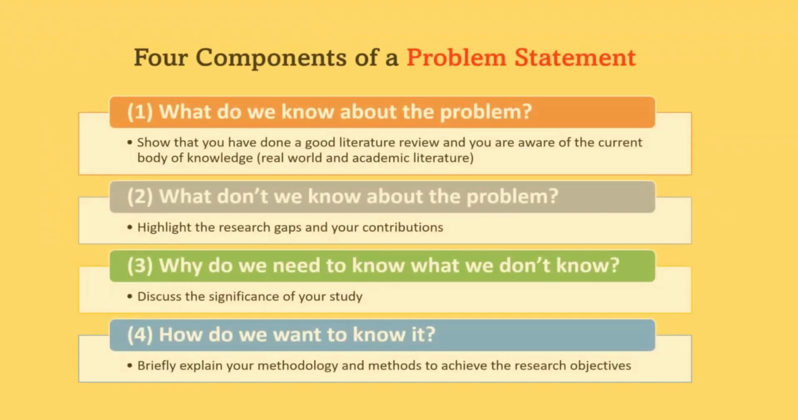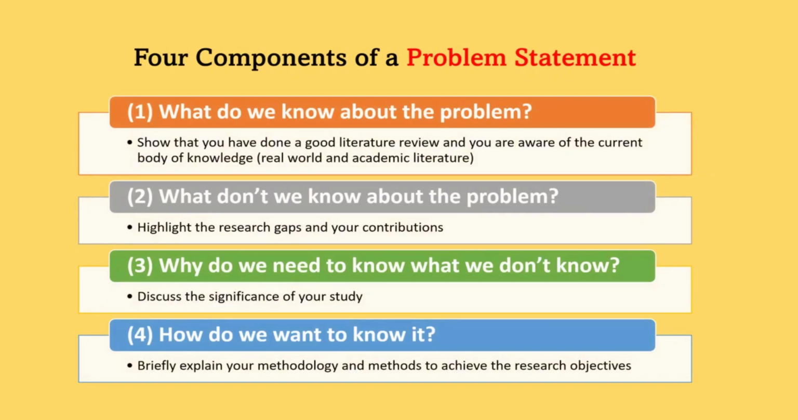So in summary, a strong problem statement consists of 4 sections. Number 1, what do we know about the problem? It means you need to show that you have done a very good literature review and you are aware of the current body of knowledge. Number 2, what we don't know about the problem. And here you need to highlight the research gaps and contributions of your study.